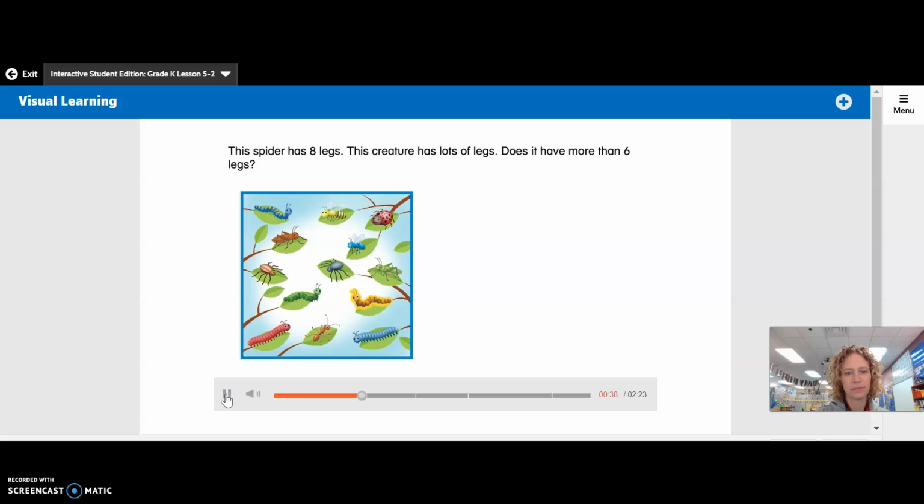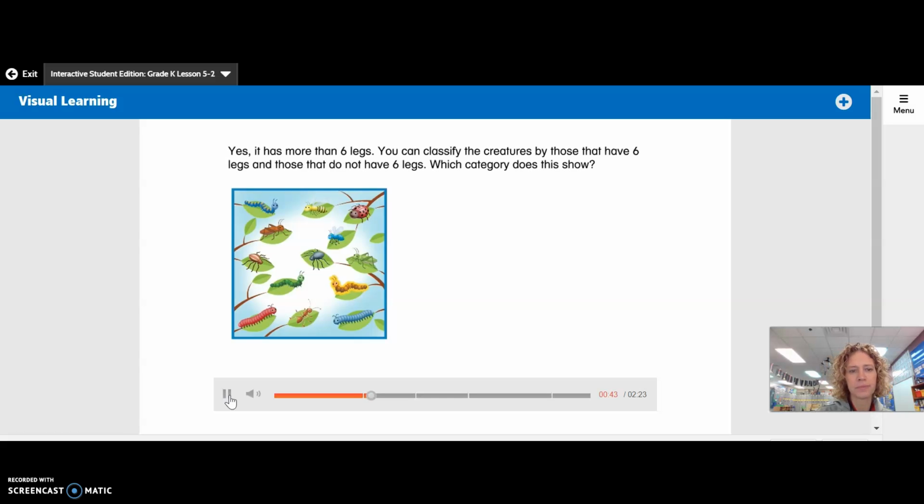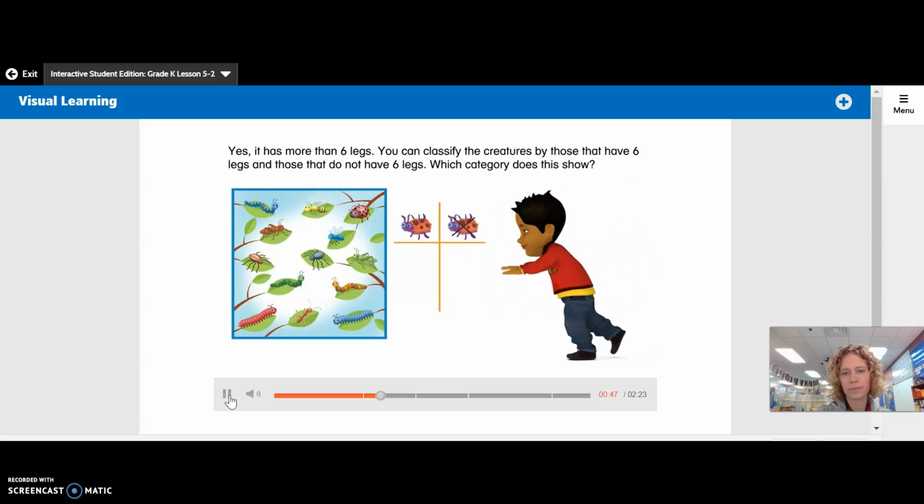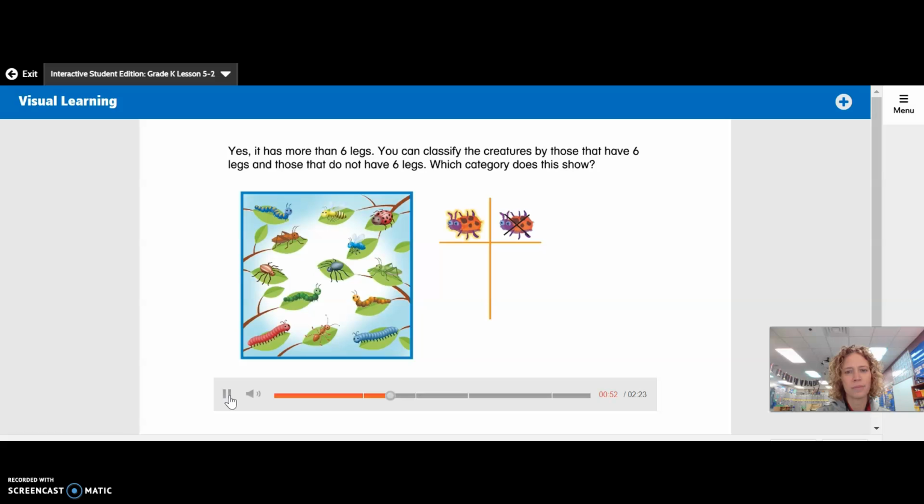Does it have more than 6 legs? What do you think? Does that have more than 6? Yes, it has a lot more than 6. Yes, it has more than 6 legs. You can classify the creatures by those that have 6 legs and those that do not have 6 legs. Which category does this show? This shows the category has 6 legs. This shows the category does not have 6 legs.